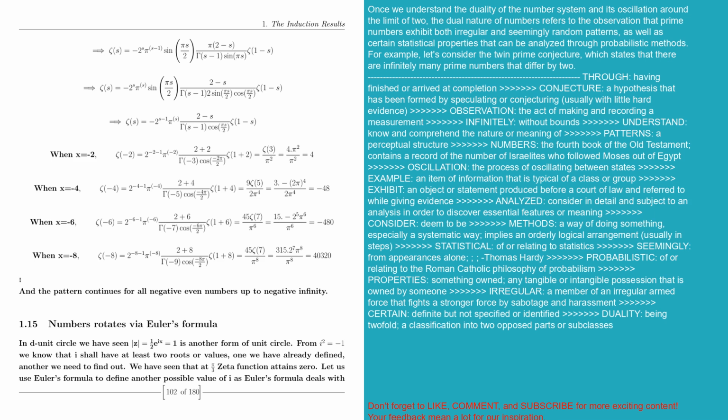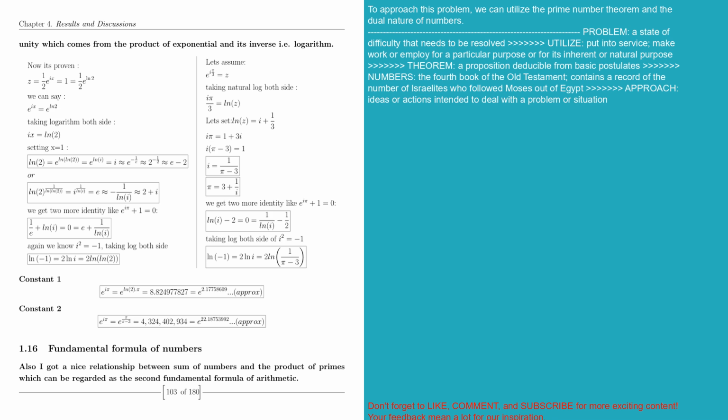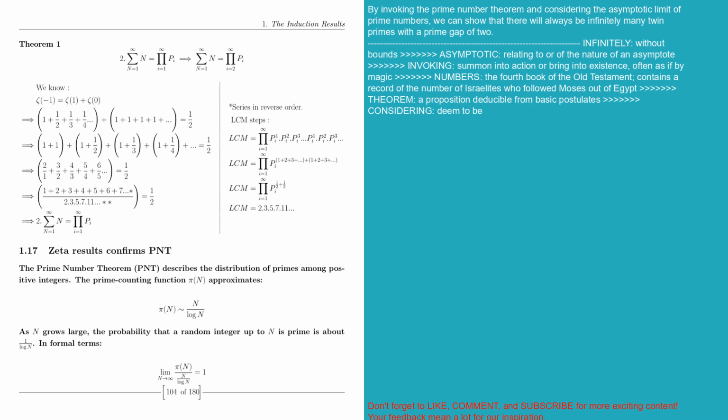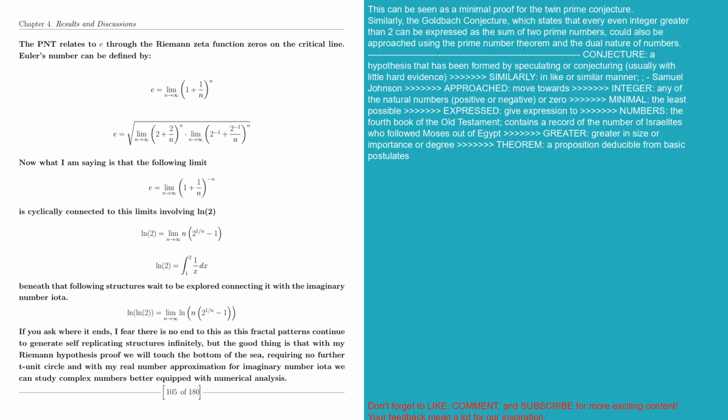For example, let's consider the twin prime conjecture, which states that there are infinitely many prime numbers that differ by 2. To approach this problem, we can utilize the prime number theorem and the dual nature of numbers. By invoking the prime number theorem and considering the asymptotic limit of prime numbers, we can show that there will always be infinitely many twin primes with a prime gap of 2. This can be seen as a minimal proof for the twin prime conjecture.